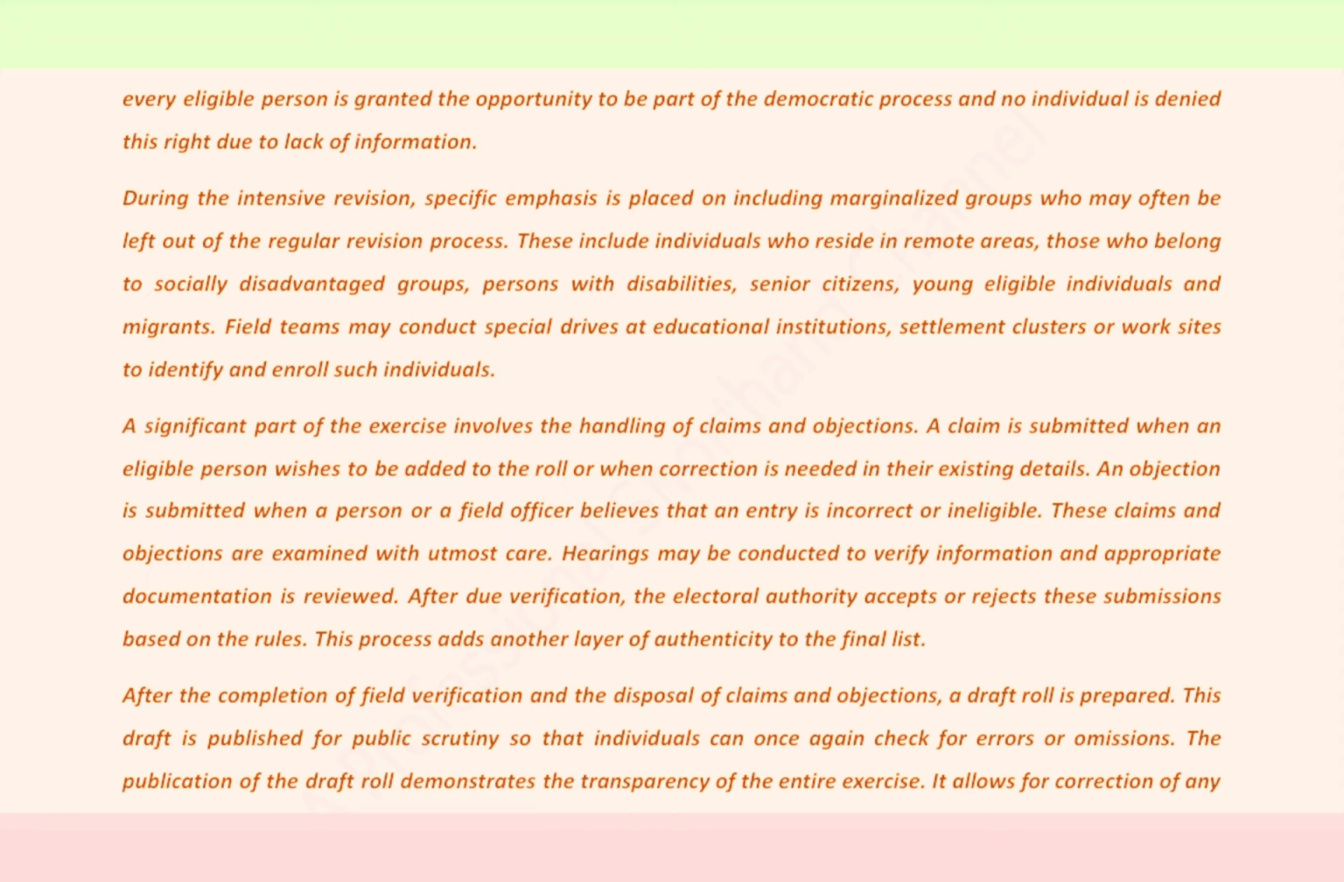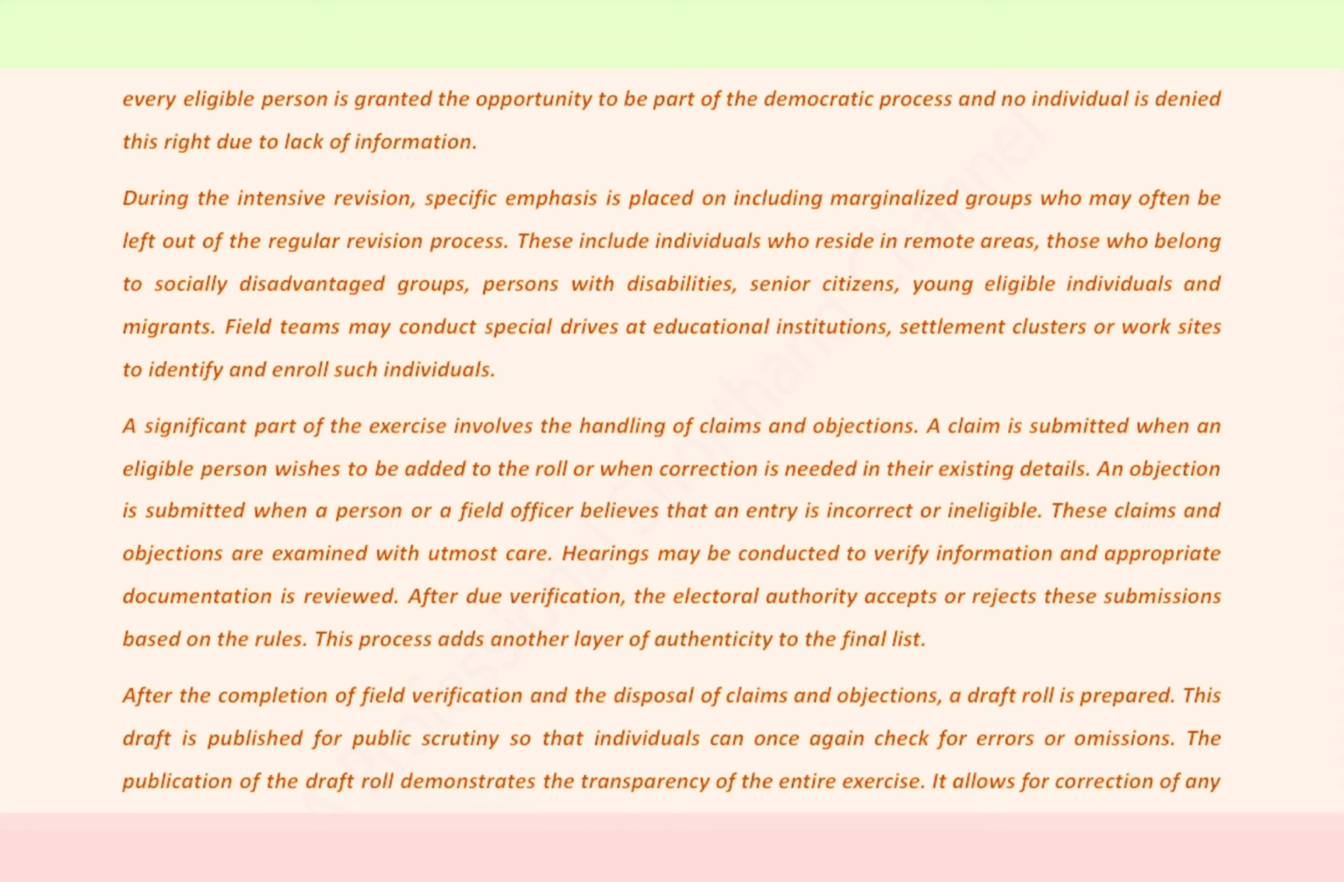A significant part of the exercise involves the handling of claims and objections. A claim is submitted when an eligible person wishes to be added to the roll or when correction is needed in their existing details. An objection is submitted when a person or a field officer believes that an entry is incorrect or ineligible. These claims and objections are examined with utmost care.